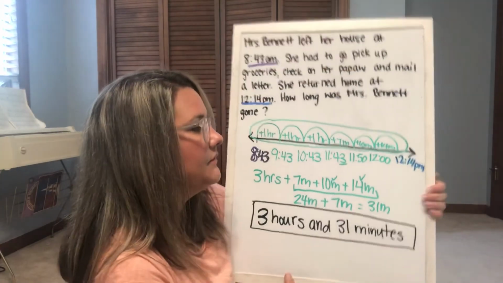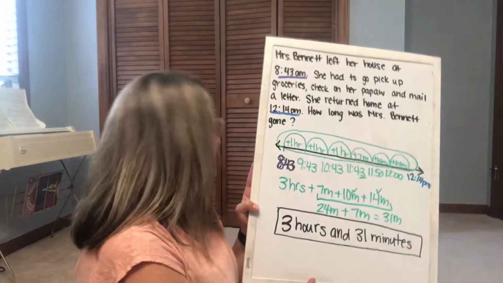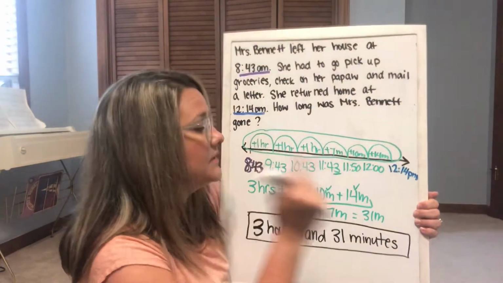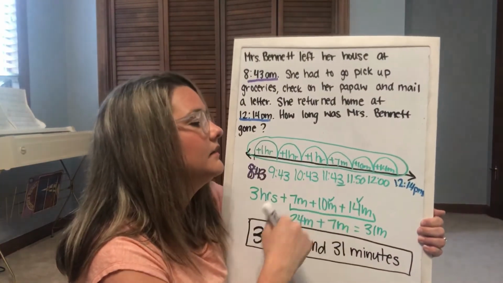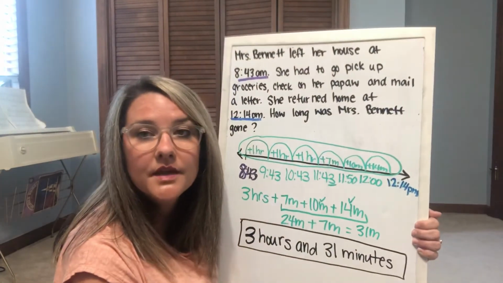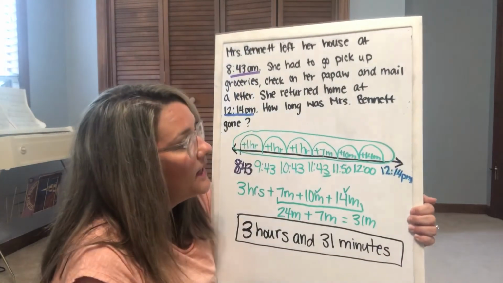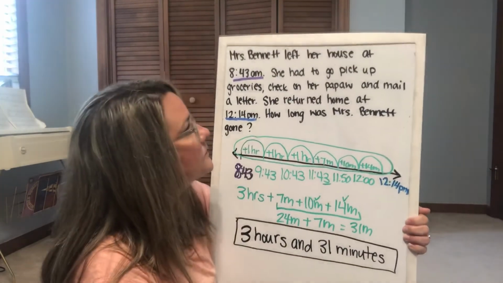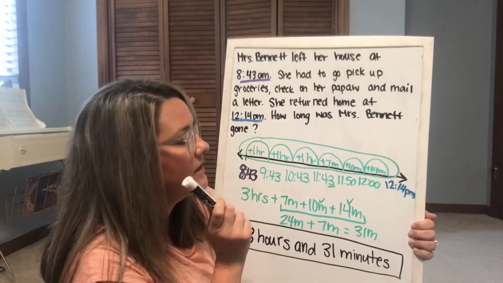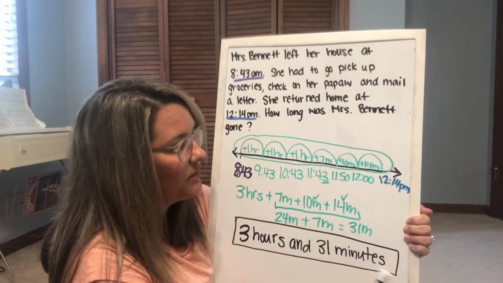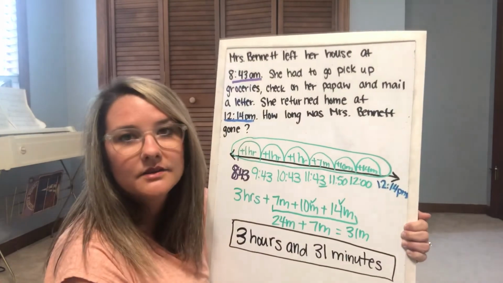Now, we know we could have used Judy to help us solve this problem, but using a number line or a timeline can help you keep track of the time that you've added and how much more time you have to go. So, started at 8:43. I was gone for 3 hours and 31 minutes, and I came back at 12:14.